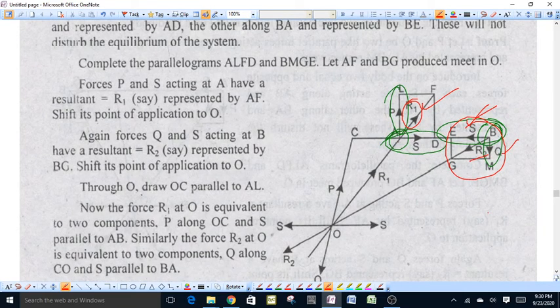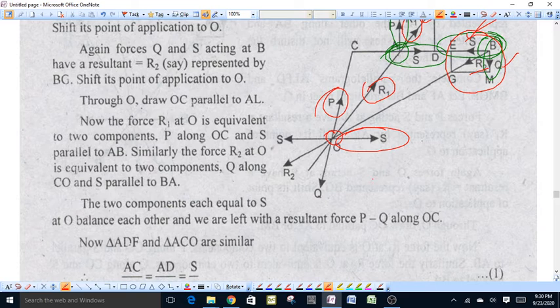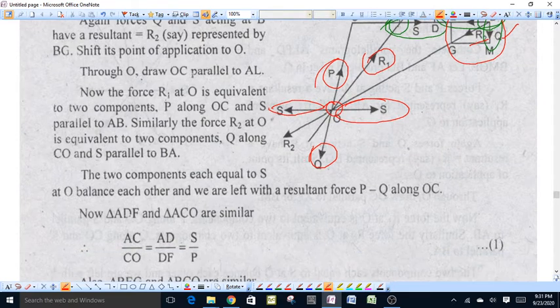Now we have two forces R1 and R2 acting at points A and B. Suppose we displace these two forces to point O. Now R1 is equivalent to two components: P along OC and S parallel to AB, acting at point O. Similarly, R2 is equivalent to two forces: S along OS parallel to BA, and Q in the direction opposite to P.